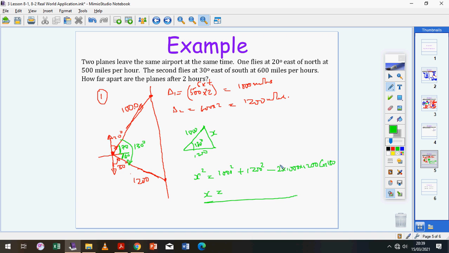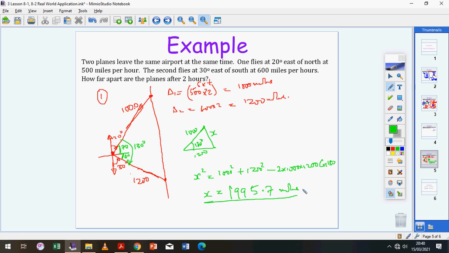Let me plug that in so I show you. 1,000 squared plus 1,200 squared minus 2 times 1,000 times 1,200 times cosine of 130. 1995. Interesting. 1995.7 miles out from each other.